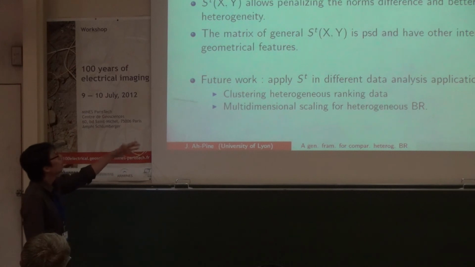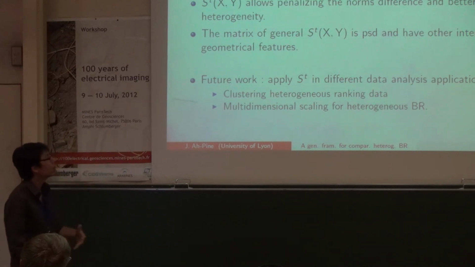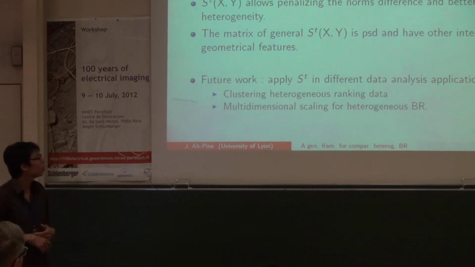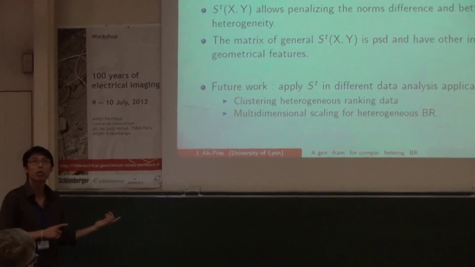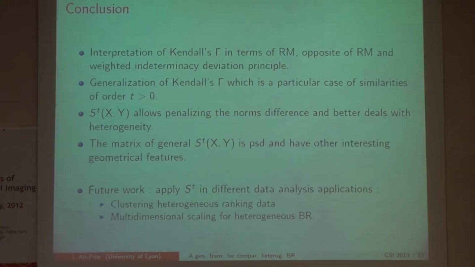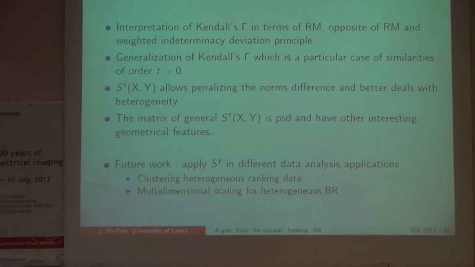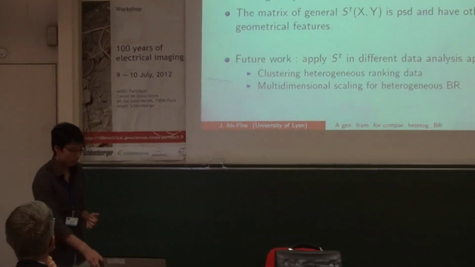Rapidly, future work. The next step will be to use this similarity of order t to, for example, cluster heterogeneous ranking data, or do multidimensional scaling for heterogeneous valuation, because we have shown that we have a Euclidean matrix, so we can use all the tools developed in data analysis to treat heterogeneous binary relations.